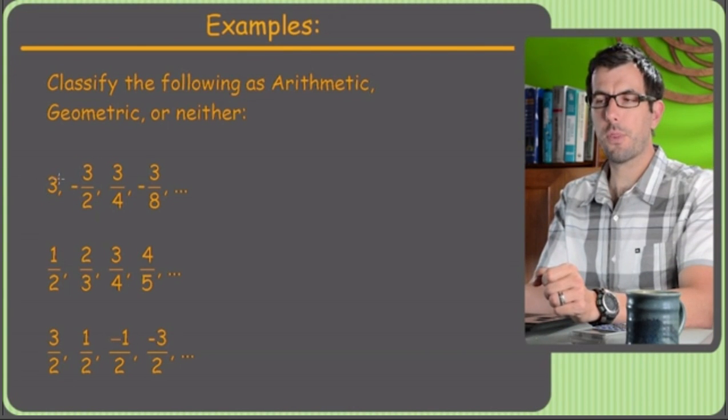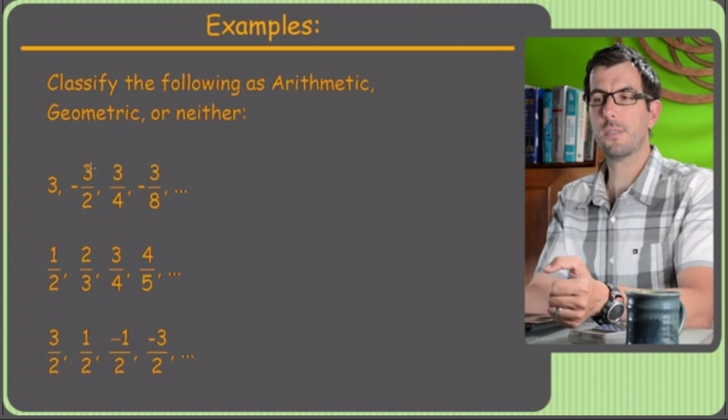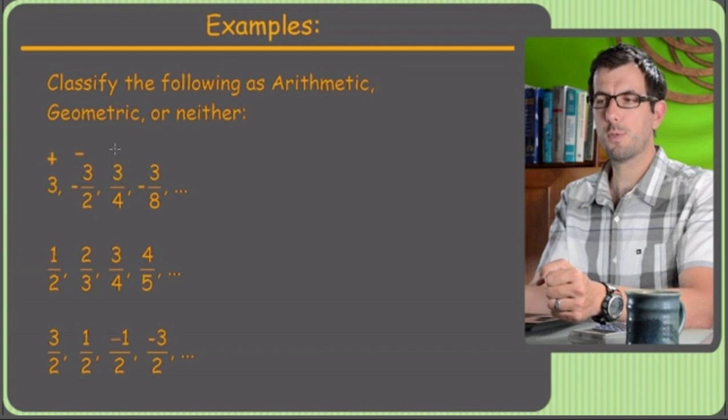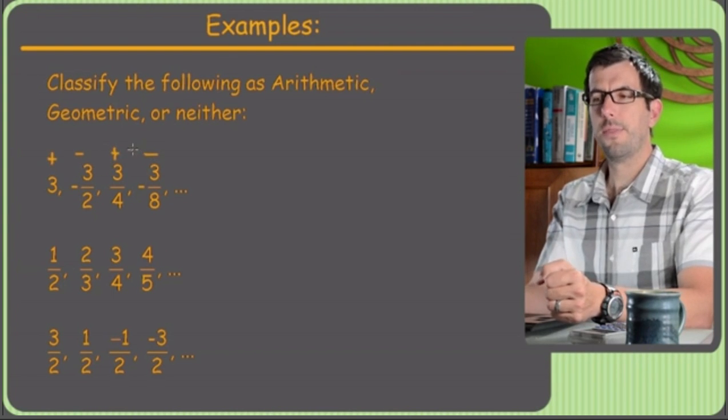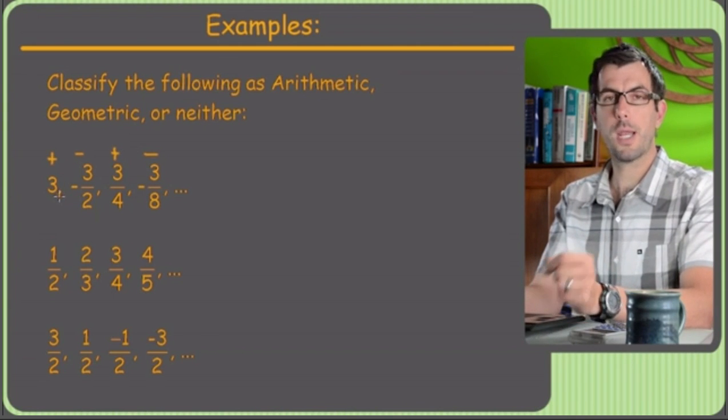So to get from 3 to negative 3/2, I had 2 choices. I either could have subtracted some wacky number, like 4.5, or I could have just multiplied by negative 1/2. And you see how we have the alternating signs? This one's positive, then this one's negative, then positive, then negative. That's a tip-off. It's probably geometric, if anything. But our rule's got to work always.